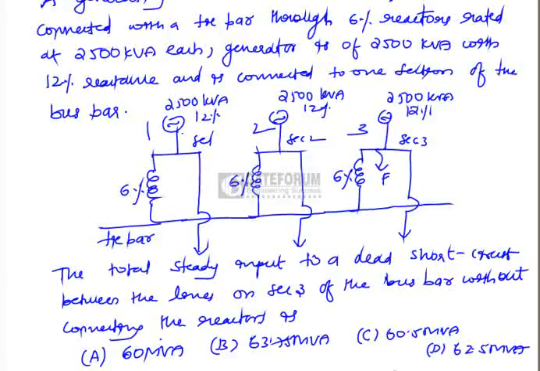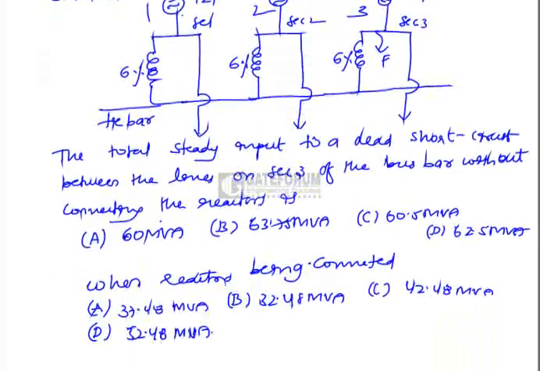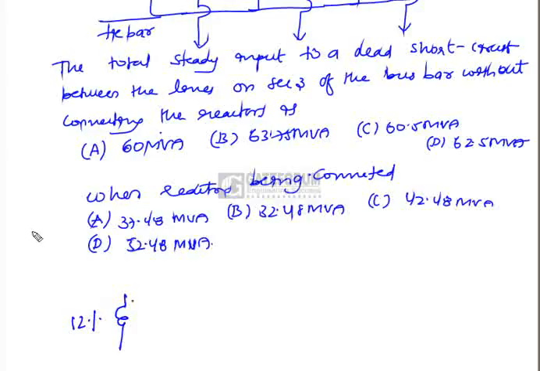Now we have to find the short circuit input, that is, what is the steady input to a dead short circuit between the lines. That is the important point here, between the lines on section 3 of the bus bar, without connecting the reactor, and with connecting the reactors. Now let us analyze the first one, without connecting the reactors. That means you don't have any tie bar reactors, we have only generator reactors, that is 12% given for each generator.